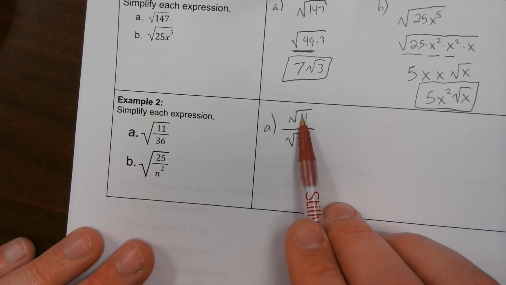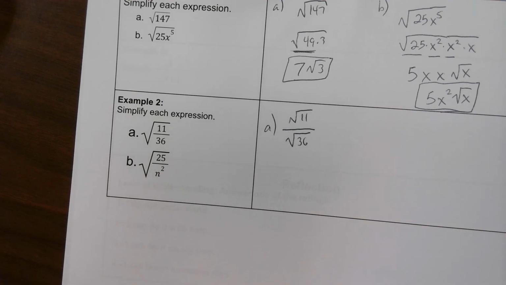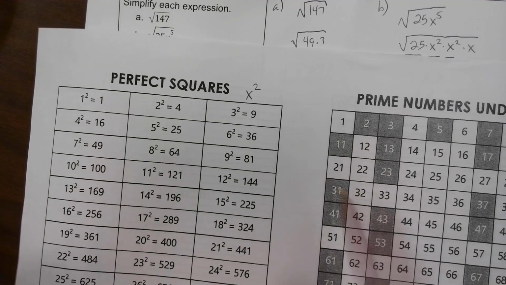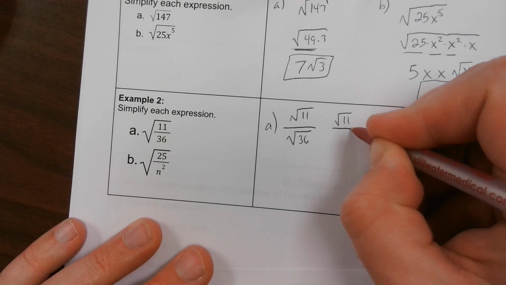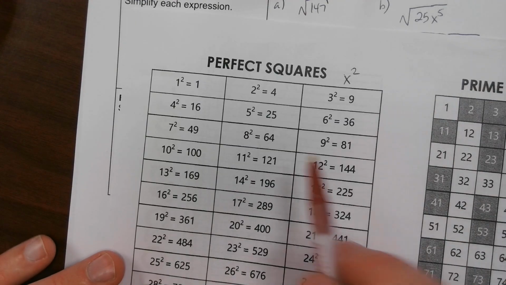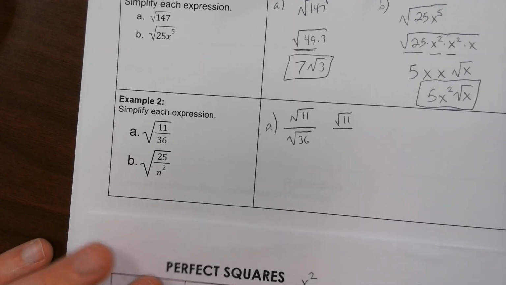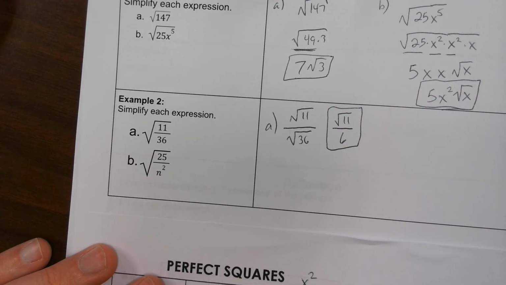So if I can do anything with square root 11, I'll change it. But if I'm looking at my list of numbers, I notice that 11 is prime. So that means I'm not going to be able to do anything with it. So I'm going to leave that as square root of 11. And then I'll notice that 36 is on my list, and it says it's 6 squared. So that means the square root of 36 is 6. So then that is my answer.